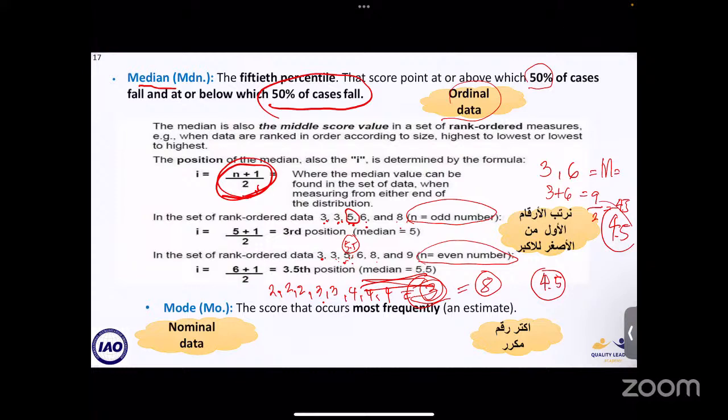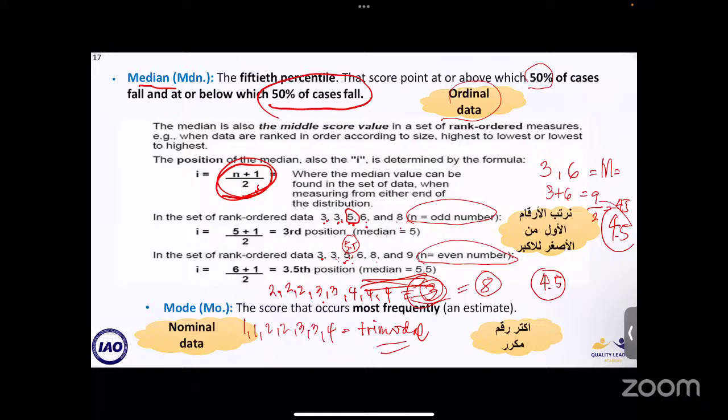Okay. What about the mode? The score that occurs most frequently, that is also called nominal data. For example, I have here values of 1, 1, 2, 2, 3, 3, and 4. These are my data. Can you answer? What do you call it if three numbers occur equally often? It is called trimodal.